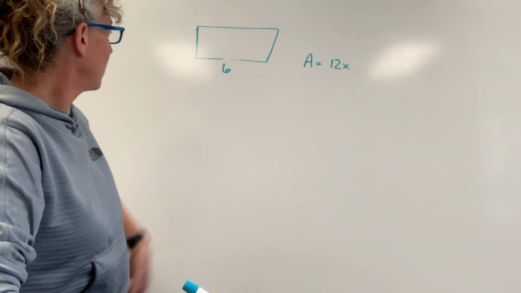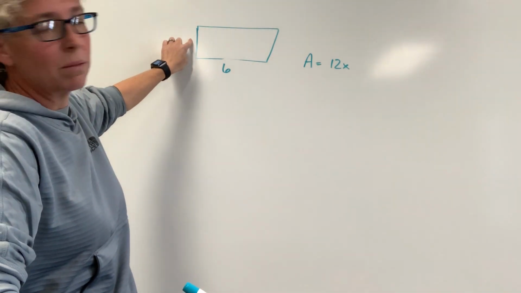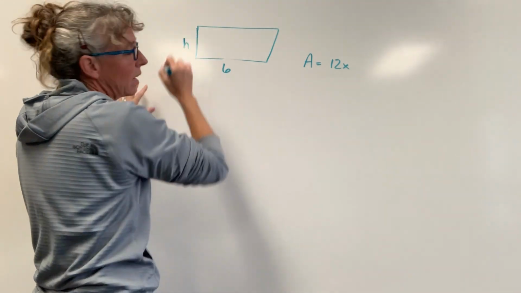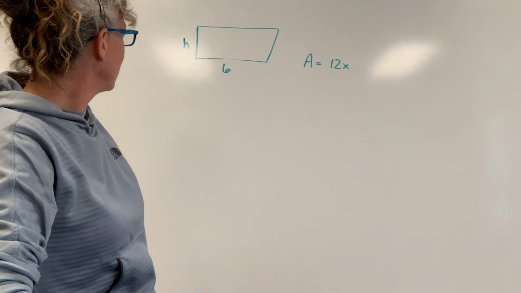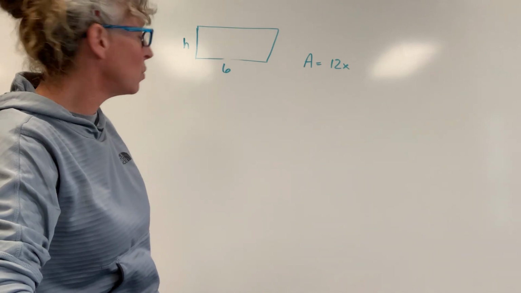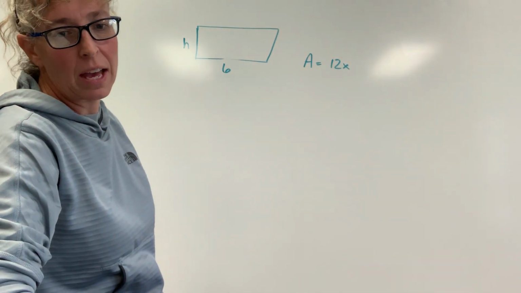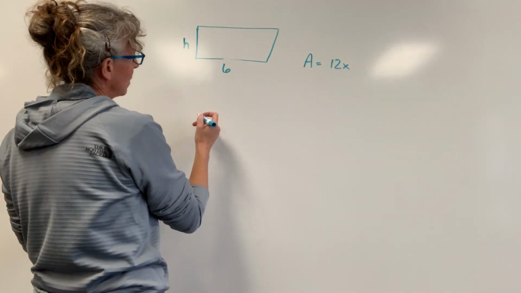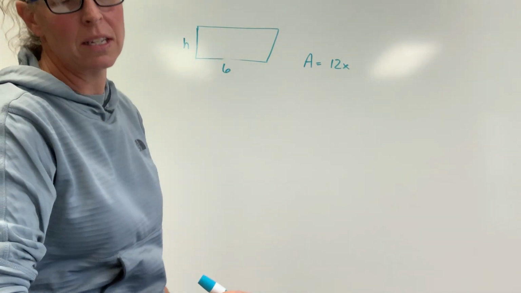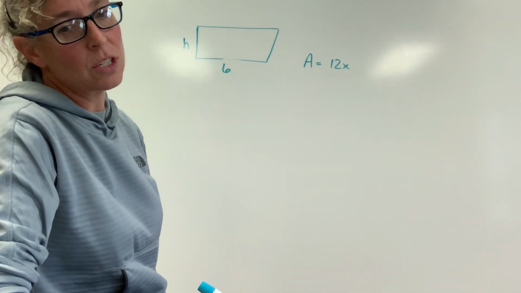So to get perimeter, we would need to know this right here, right? Which we could call h. Wouldn't that be the height of my rectangle? Okay, so I know the total is 12x. So if I go ahead and do base times height equals 12x, would that get me to where I need to be? Okay, so let's look at C.